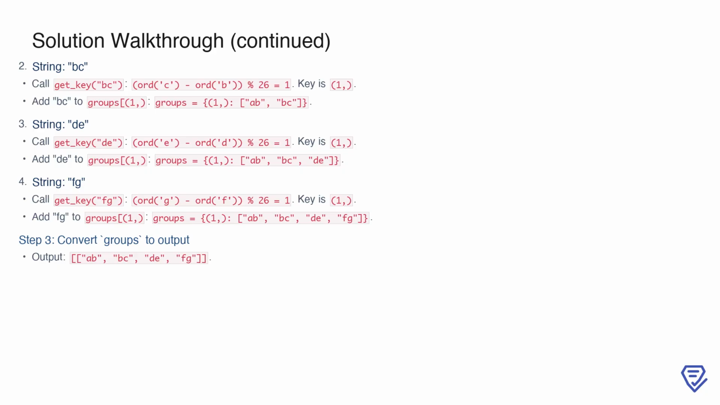Finally, for FG, the difference between its characters is 1, so the key is still 1. Adding FG to the group updates groups to {1: [A, BC, DE, FG]}. Converting this dictionary to a list of grouped strings gives the output [A, BC, DE, FG].